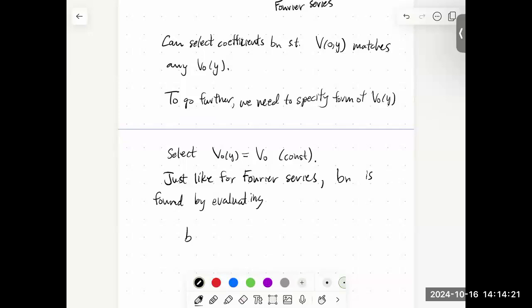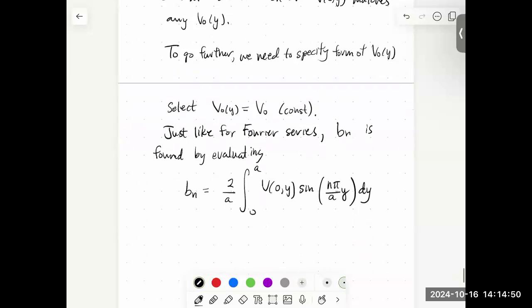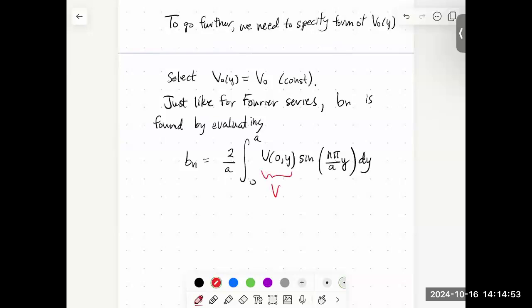let's see, bn is equal to 2 over a, the integral from 0 to a. So that's the range of y. Y, we have our conducting sheets, one at y equals 0 and one at y equals a. So that's the extent of the little strip on the end. So v naught of y times sine, and our k was n pi over a. And then we multiply by y and dy. But what we said is we're gonna make this now just a constant. And that's a nice choice, because then we're just gonna integrate sine. I can do that. I can pull that one off.